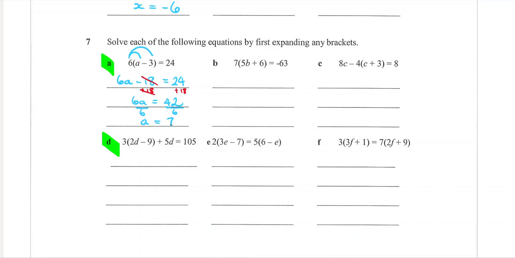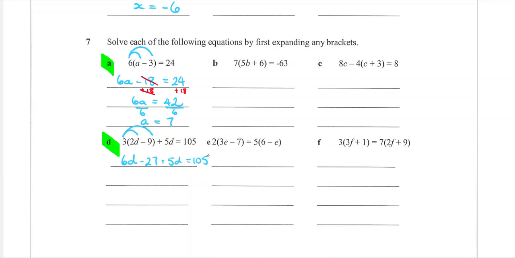Okay, so whenever you see brackets, we expand them out, which is what we're going to do for D now. So D looks quite messy. There's quite a few things going on there. But the first thing you should do is expand the brackets. 3 times 2D is 6D. 3 times minus 9 is negative 27. The 5D is just sitting there, and the 105 is still just sitting there.